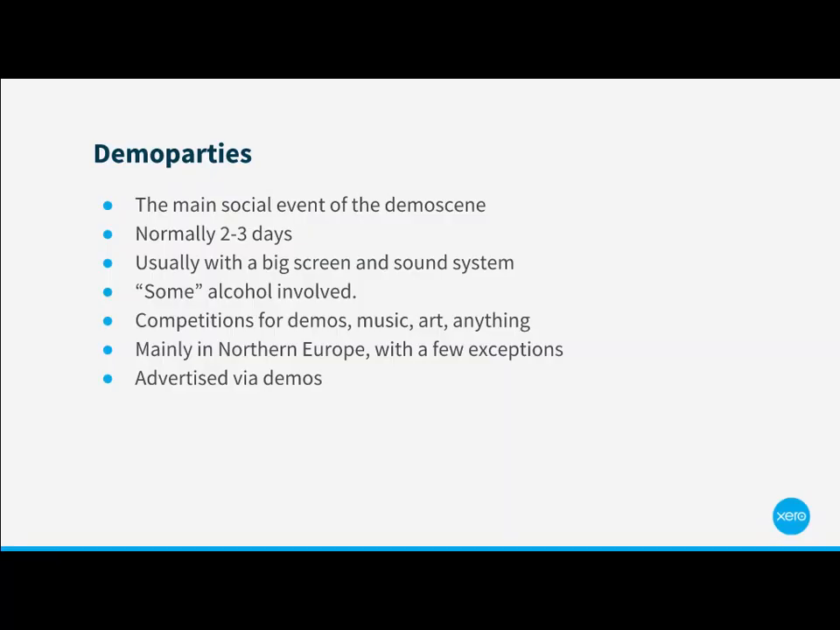So the demo party was the main social event in the Demoscene calendar. This is where you get together and get mind-bendingly drunk and share the work, sharing the demos that you've been working on. Normally held over 2 or 3 days. Some people will even write their demos at the party or at least finish them off.